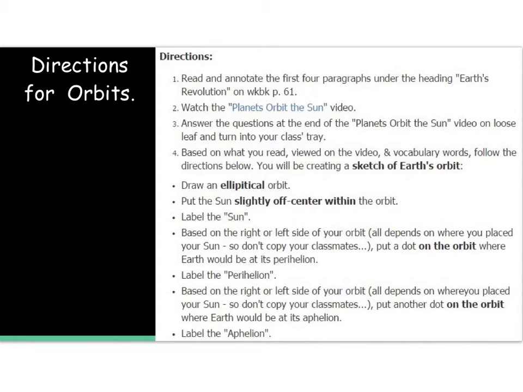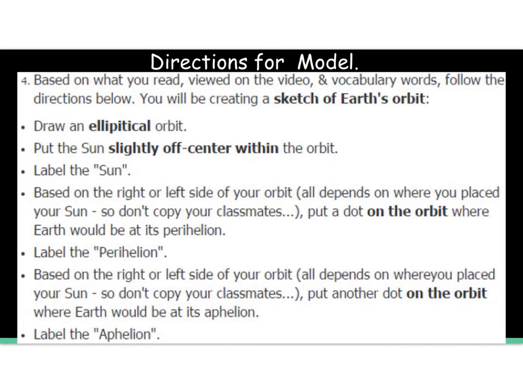Then what you're going to do is create a model of Earth's orbit, or a sketch of Earth's orbit. So again, you're going to need loose leaf paper. So if you need some, stand up when you get to this part and grab some loose leaf from the counter. So you're going to follow these explicit directions. You must follow the directions. Mrs. Talbot says you've been doing phenomenal in the flip, and flips are all about following directions.